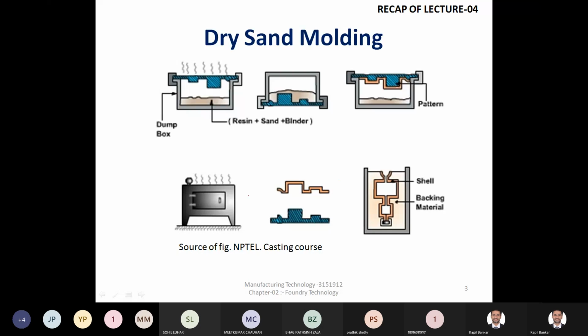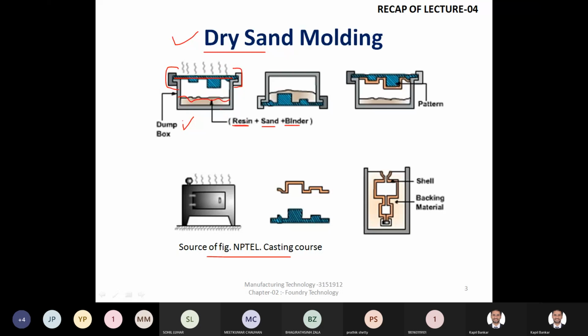So from this image you can identify this casting process. The name of this process is shell molding, or you can also recognize it as dry sand molding. In the first step you have to heat the pattern. So this is your pattern. You have to heat the pattern and assemble it on the dump box, and that dump box has a mixture of sand, binder, and some resin particles.